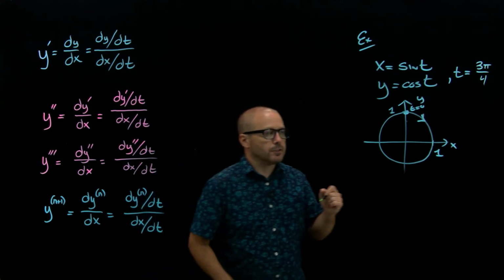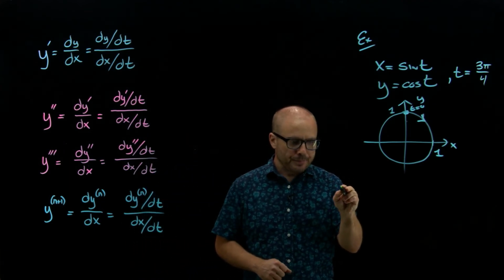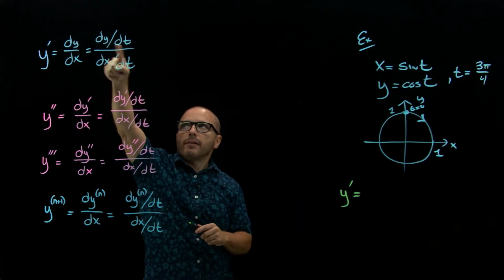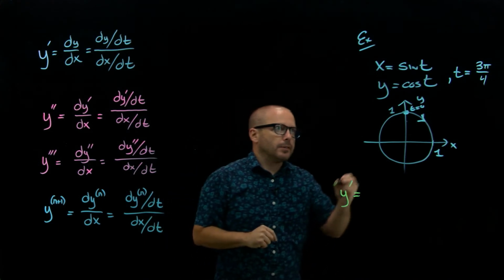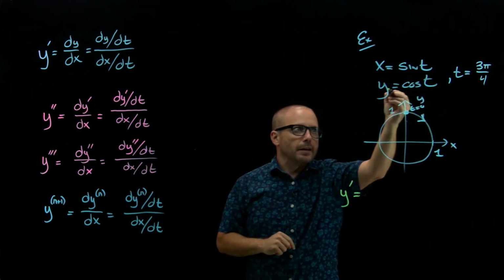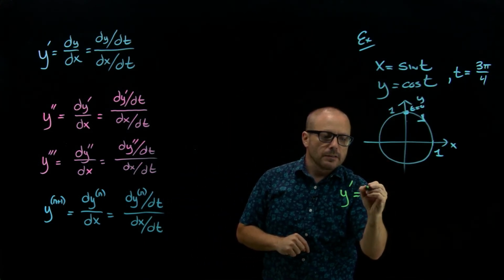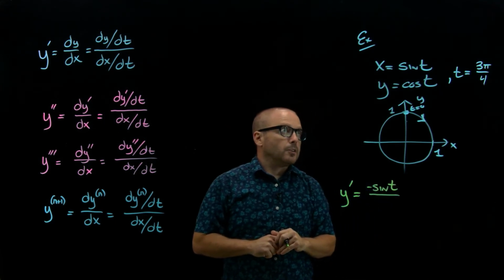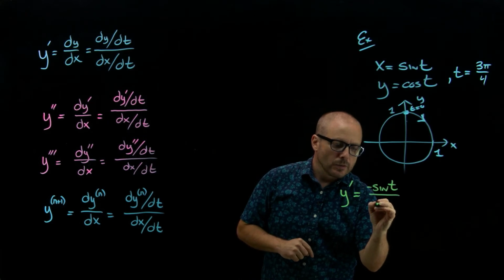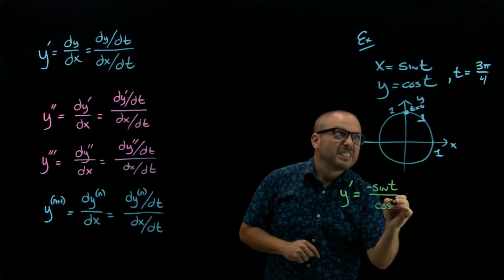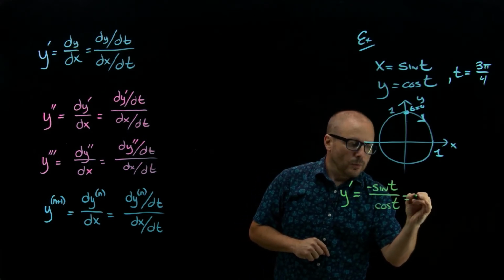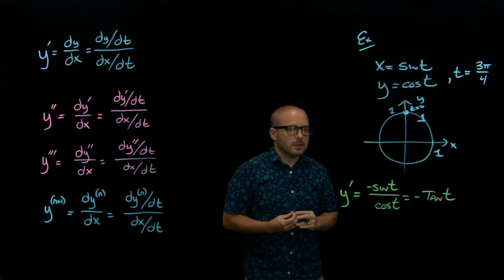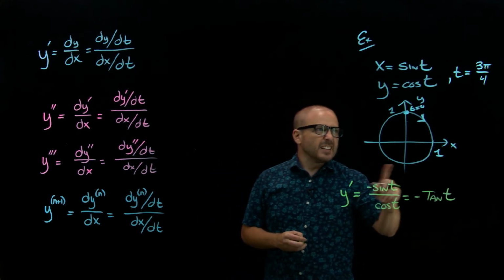OK, so let's find the first and second derivatives. So we've already looked at the first derivative. To get y prime, you want the derivative of y with respect to t over the derivative of x with respect to t. So there's y, the derivative of cosine is negative sine, and the derivative of sine is cosine. So what we have is negative tangent. All right, that would be the slope at any time t.